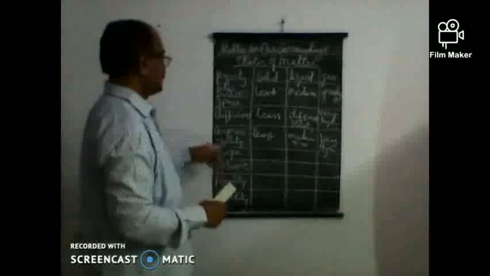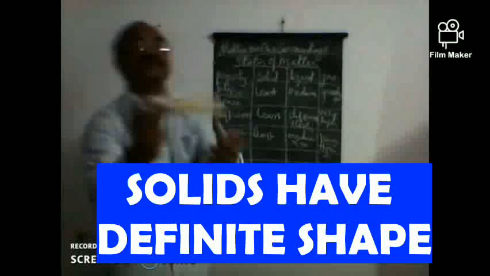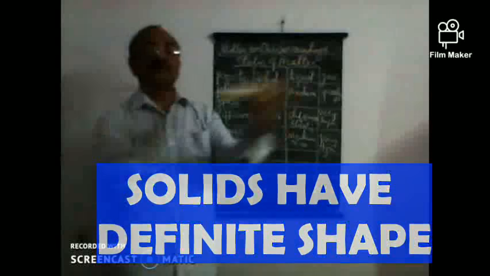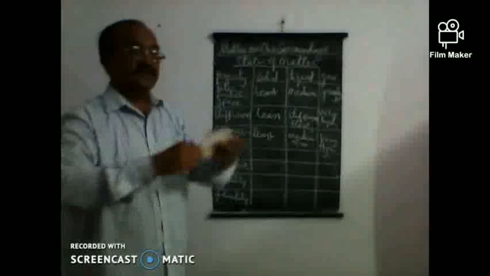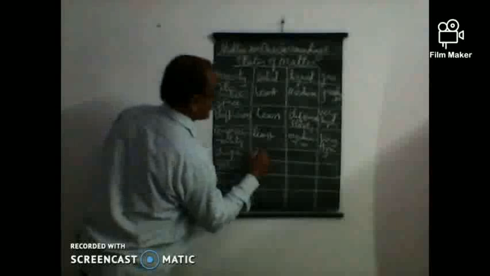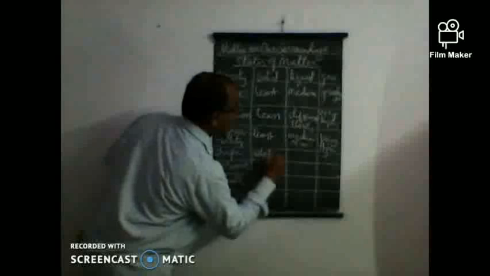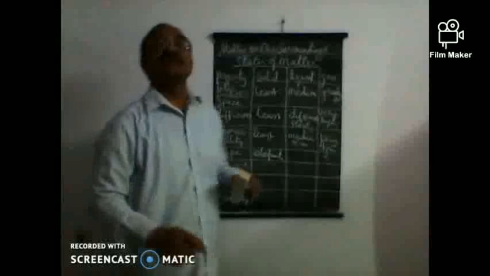Now, okay, right, based on these, we understand the shape. Now, the shape of solids is definite. The reason is, already the particles are so close that they cannot be pressed, they cannot be changed, pulled, whatever. Even if we try to, it is not possible. Right, okay, so it is having a constant shape, otherwise you can write a definite shape. That is a definite shape.